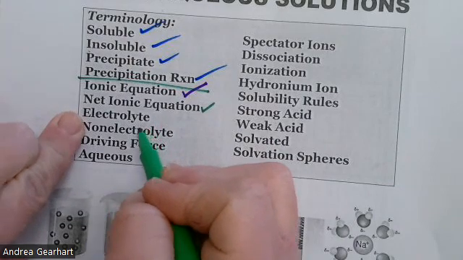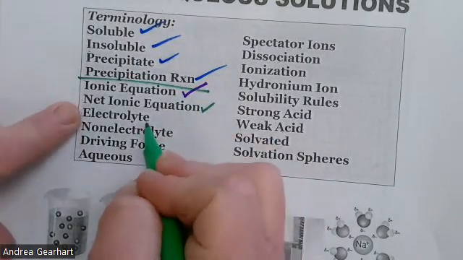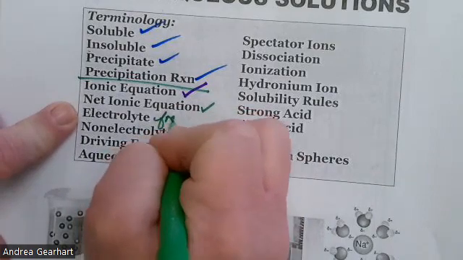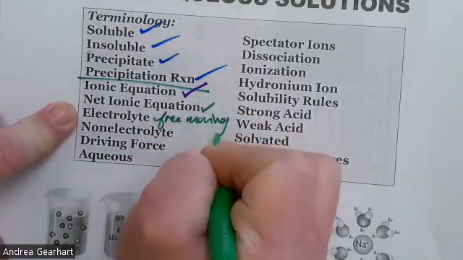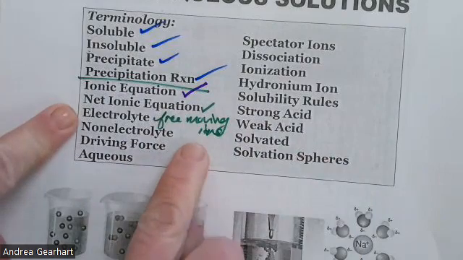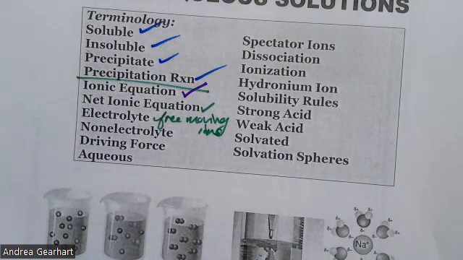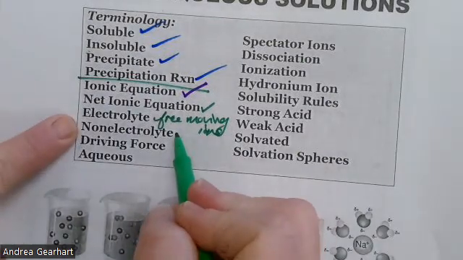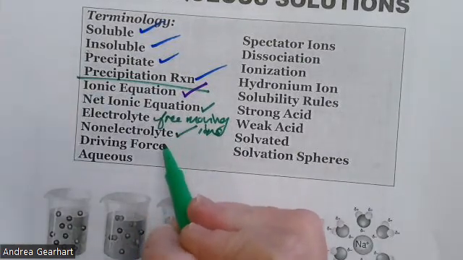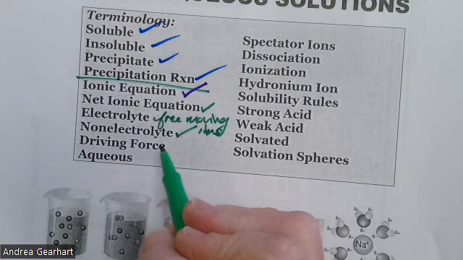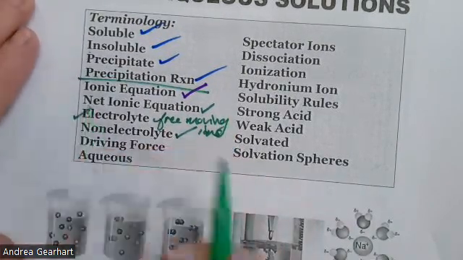Electrolyte, we got that last. That is where we have free moving ions. And so the first solution you made yesterday, urea and water, no free moving ions. If we tried to light the light bulb, nope. But all the others that were soluble would light the light bulb. So the urea in water is a non-electrolyte. The next three that were soluble, electrolytes.